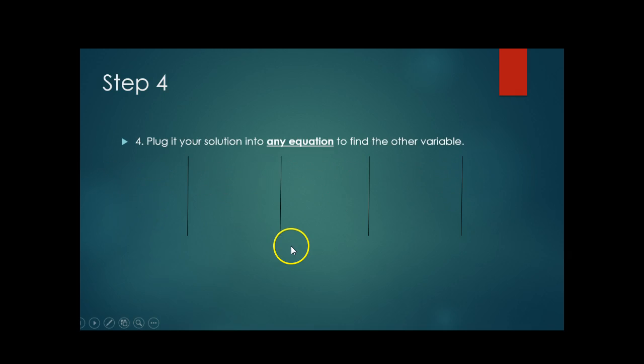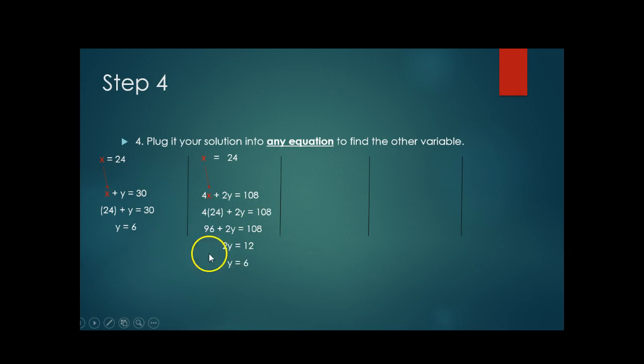Now, once you get one, the second one is really easy to find. So if I find x, y is easy to find. If I found y, x is easy to find. What I'm going to do is plug it into any equation. So let's say I knew what x was. I could plug it into this equation, doesn't matter which one, and I'm going to get 6 because I subtract 24 from each side. I could also plug the same thing into the other equation, 4x plus 2y equals 108. If I do that, it's going to be 4 times 24 plus 2y, and it's a two-step equation, and I get 6. Same answer either way.